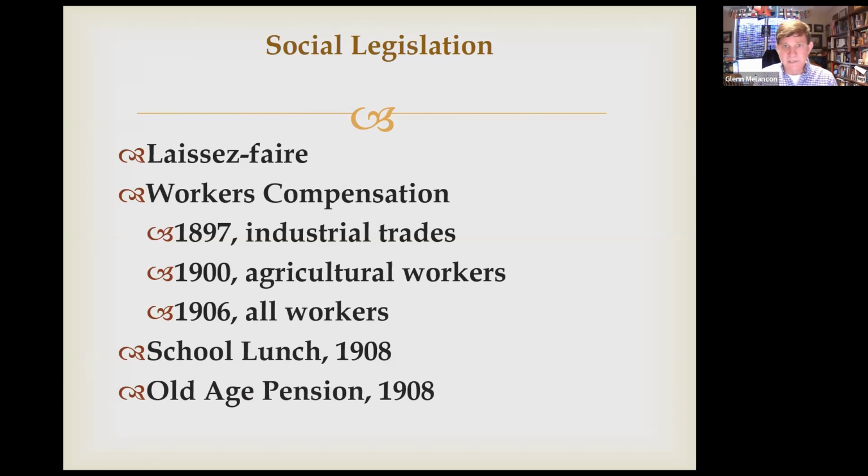Same year, old age pensions. So that if someone were to live a long life, they wouldn't simply shrivel up and die when they're at home. Workers used government powers, government money to improve their own lives.